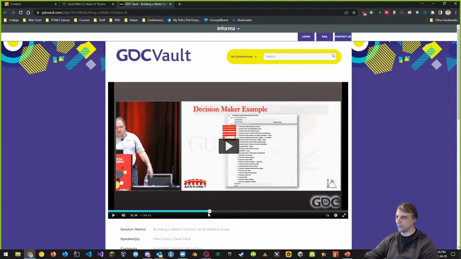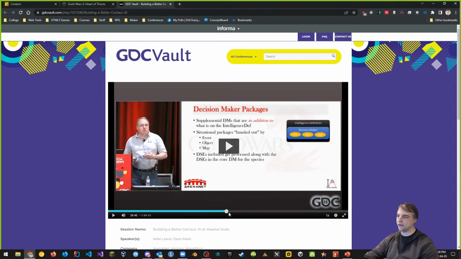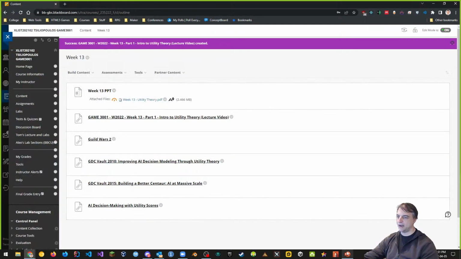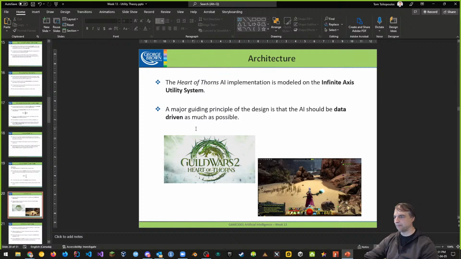So it comes right from Guild Wars and how they used utility theory to build a better decision maker. Okay, so that's the kind of thing that they put together. So take a look at that if you're interested. And that's why Guild Wars 2 is a bit of a case study on how to do good utility AI. Okay, so let's talk about that just a little bit in that context.